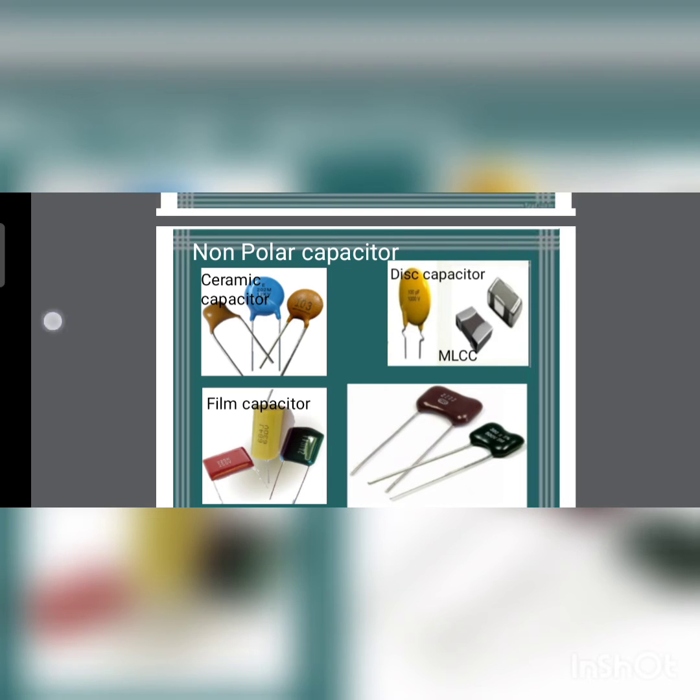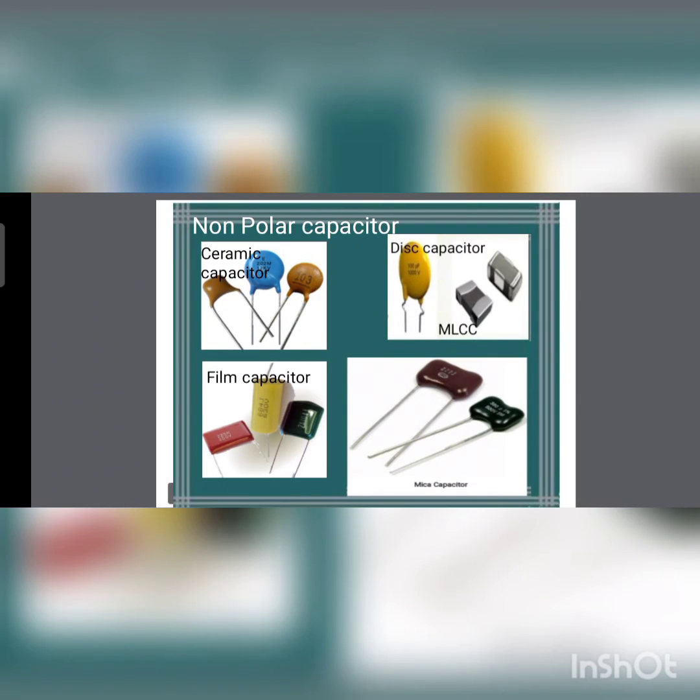Then in a film capacitor, also known as polymer film capacitor or plastic film capacitor, which uses a film of usually plastic and sometimes paper as a dielectric.